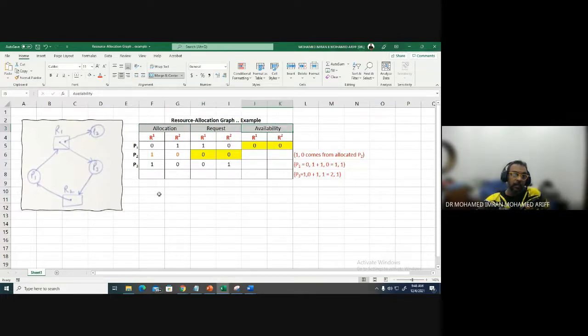Okay. So what does it mean by here? From this diagram, bila arrow masuk is allocation. Bila arrow keluar is request.